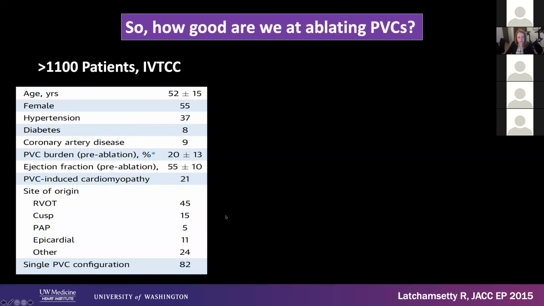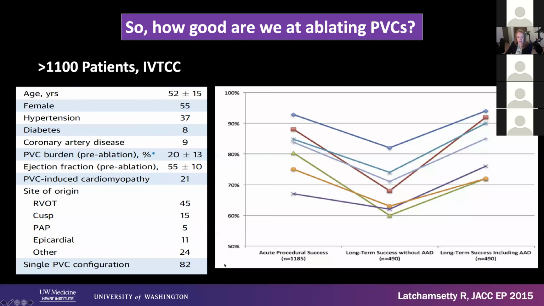You can see the site of origin here, and this is in percentages. RV outflow tract is 45%, cusps end up being 15%, and epicardial 11%. I thought that was actually a relatively high number for an epicardial procedure, and then a mixed bag on the others. Papillary muscle is 5%, and again, you'll get a separate lecture on that.